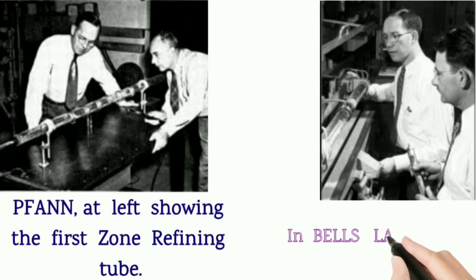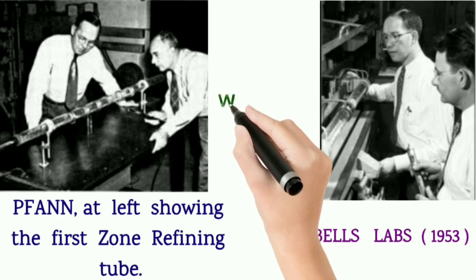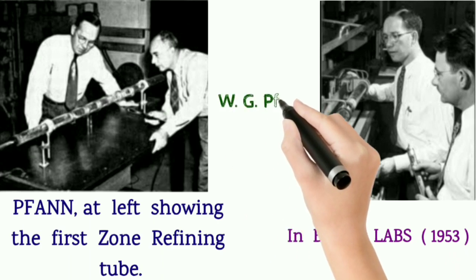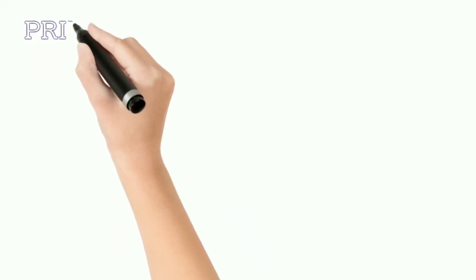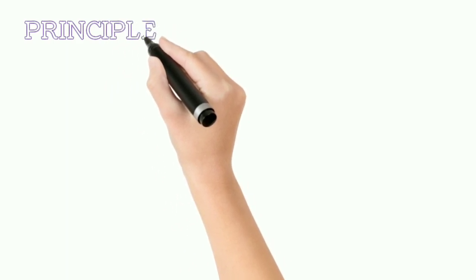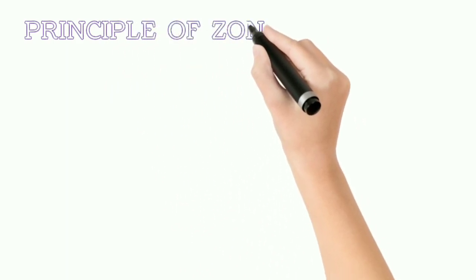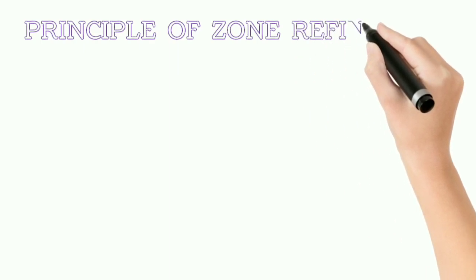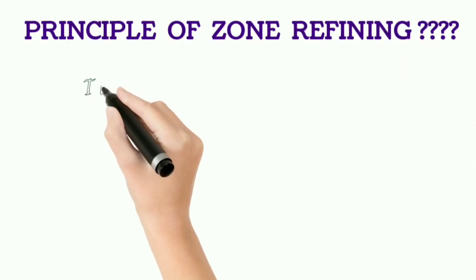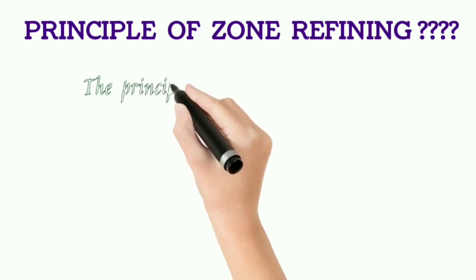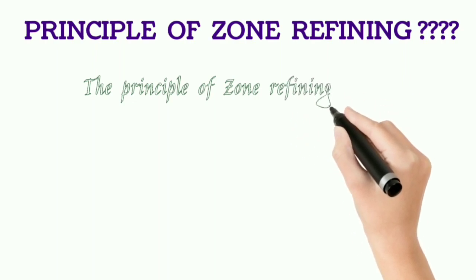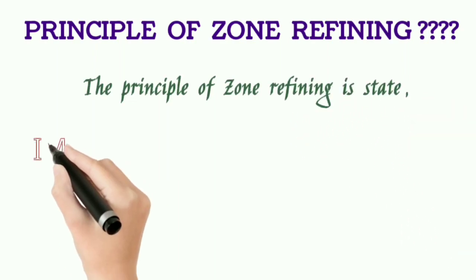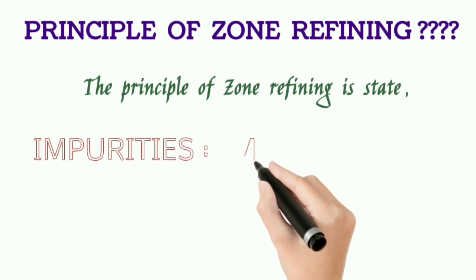It's the very first zone refining process carried out by Pfann in the year 1953. Now let's see the next one, the principle behind this zone refining. The principle of zone refining is that the impurities of an ore of metal are more soluble in the melt state.